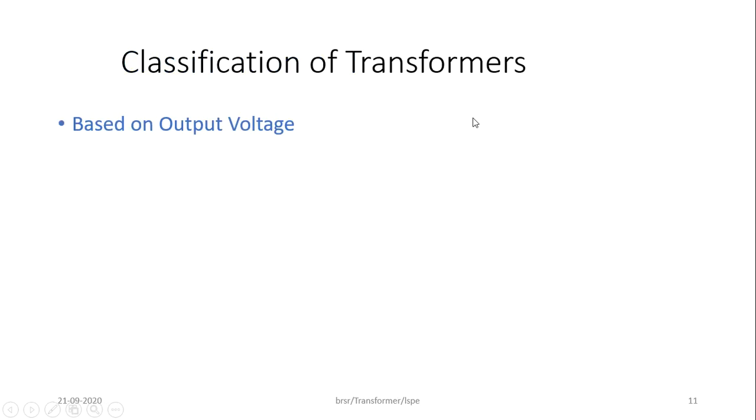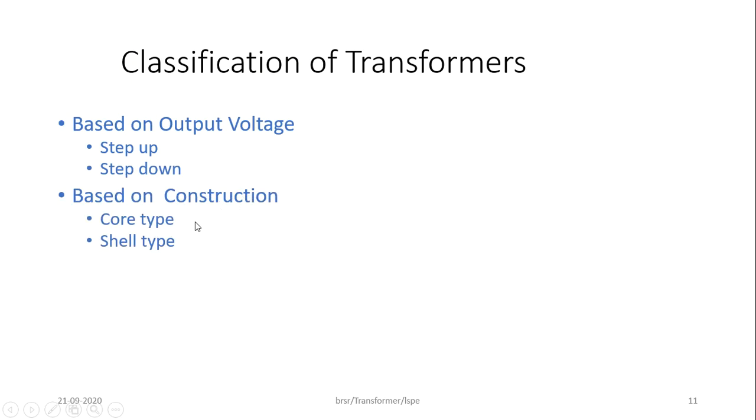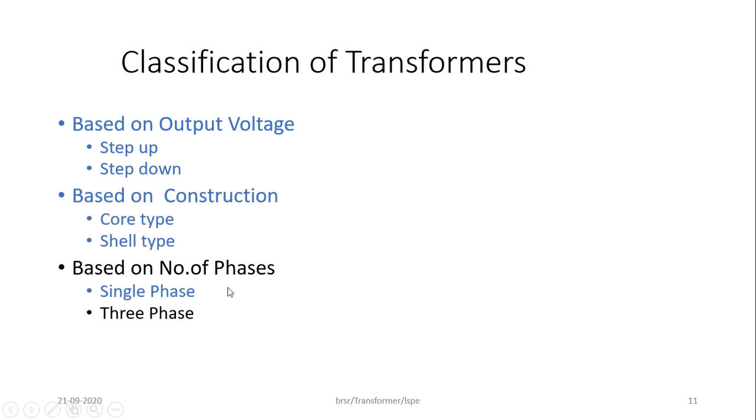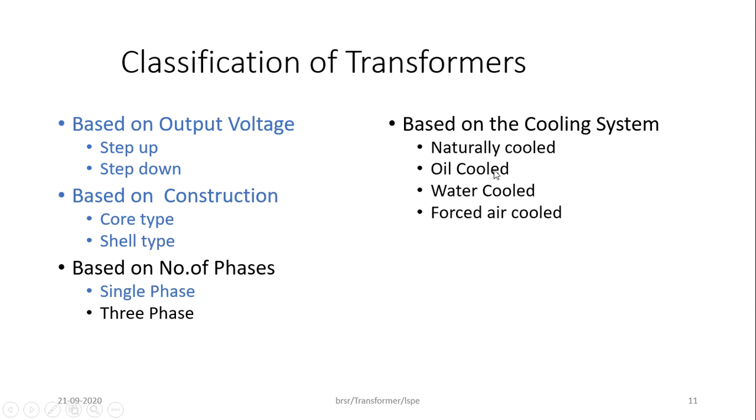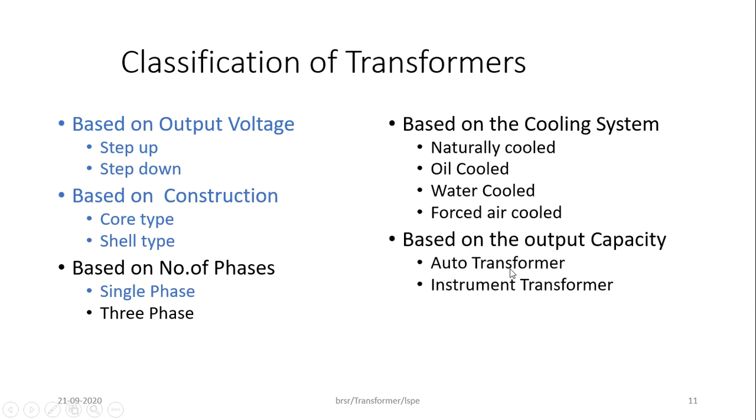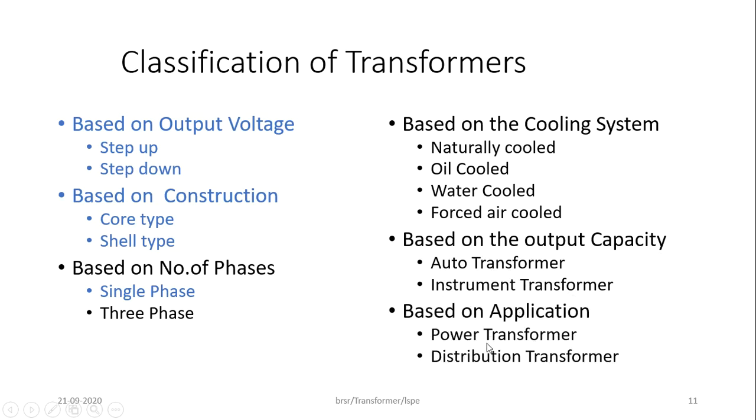Classification of the transformers is based on many factors. Based on output voltage, it is classified as step up and step down. Based on construction, as core type and shell type. Based on number of phases, as single phase and three phase. Based on cooling system, as naturally cooled, oil cooled, water cooled or forced air cooled. Based on output capacity, as auto transformer, instrument transformer. Based on application, as power transformer or distribution transformer.